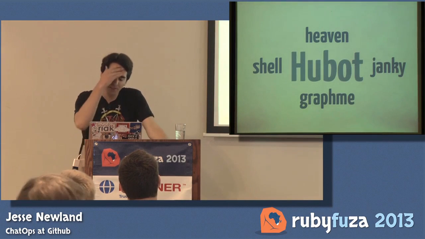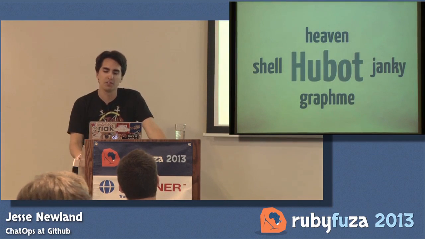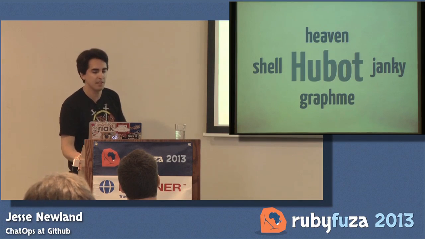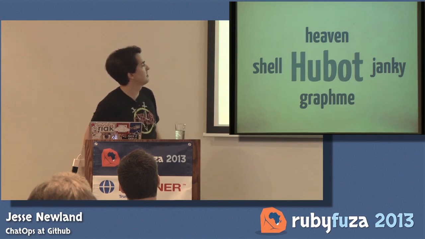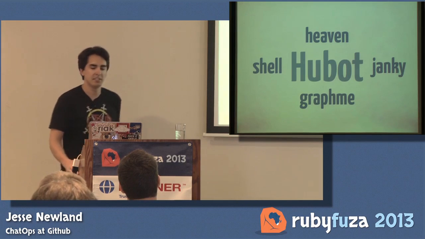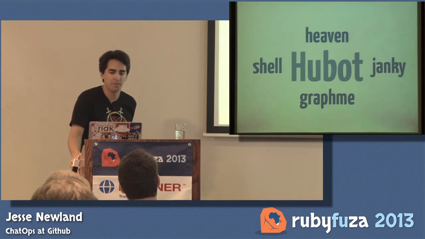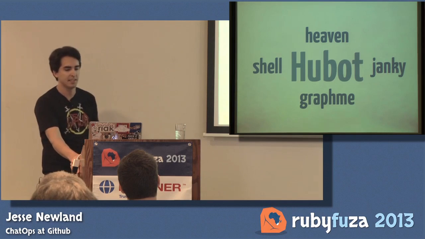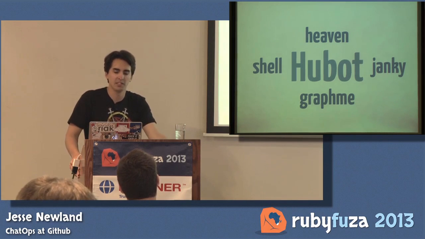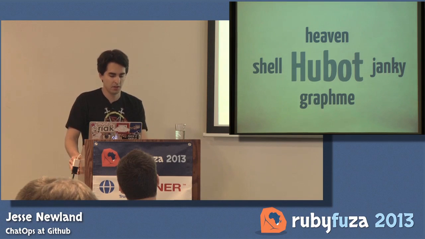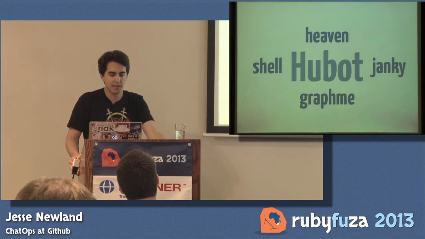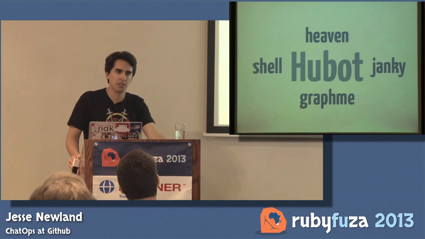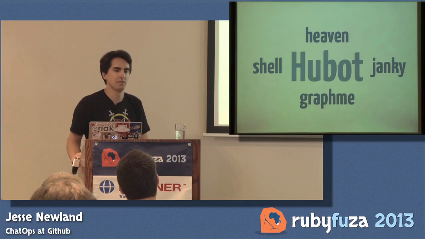So Hubot, we use it day in, day out to interact with all sorts of other simple tools that we've written that have little tiny JSON APIs. Heaven is the project internally that we use. It's essentially a JSON API wrapper around Capistrano. We use that to manage our deployments. Janky is similarly a JSON API that wraps Jenkins. GraphMe is our Hubot interaction and Hubot API client for Graphite. And shell is this collection of simple shell scripts that we have that perform all sorts of operations on the GitHub infrastructure that we interact with via Hubot. Write a bash script and suddenly it's available via Hubot.